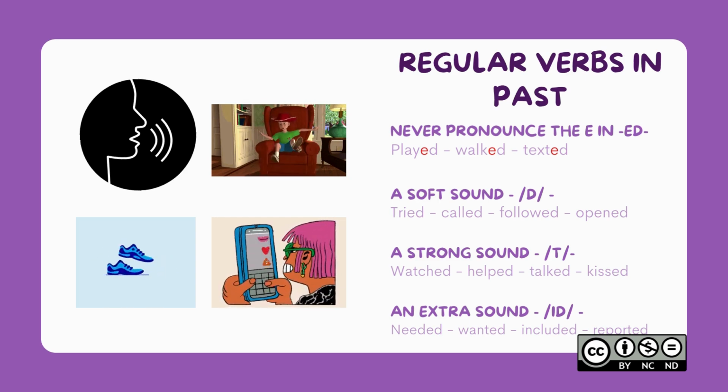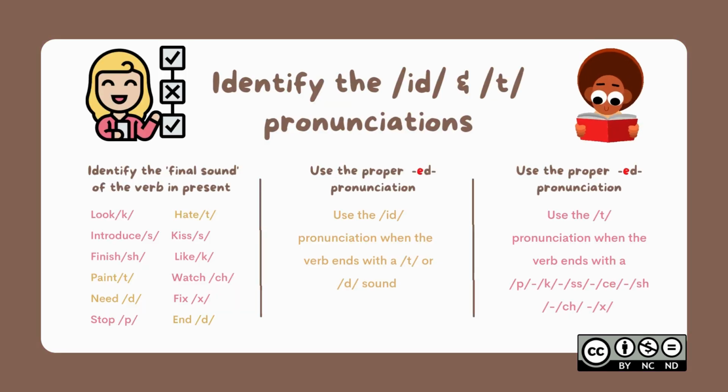And then you have a strong sound. Yes, you have to make a very strong sound. For example, when you have watch, it would be watched. Help, helped. Talk, talked. Kiss, kissed. And finally, you have the extra sound, which is id. When you have verbs like need, you would say needed, want, wanted, include, included, and report, reported. So those are the three sounds that you make with regular verbs in past.